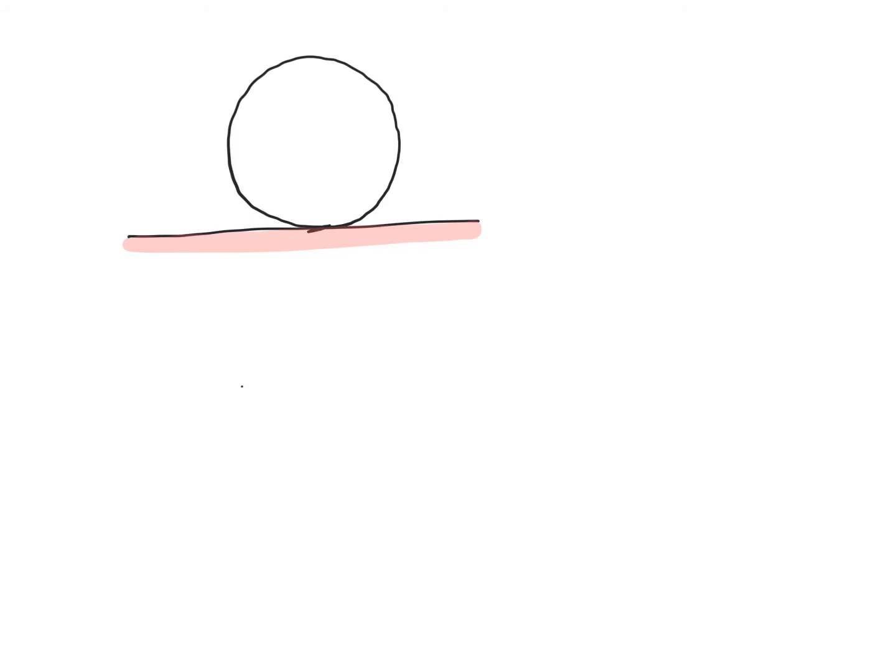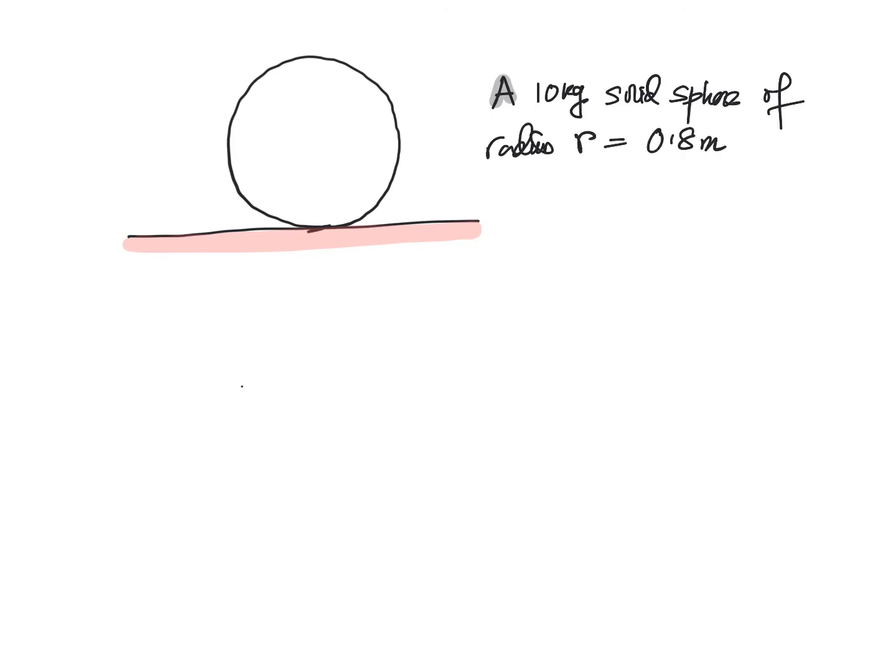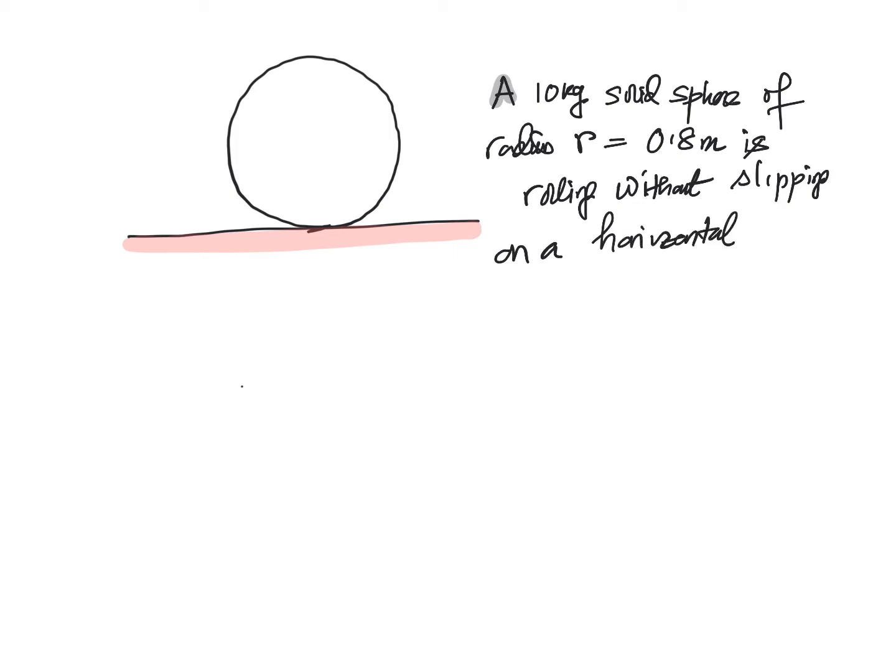Okay, here, given that a 10 kg solid sphere of radius r is equal to 0.8 meter is rolling without slipping on a horizontal surface with a speed of v is equal to 8 meter per second.